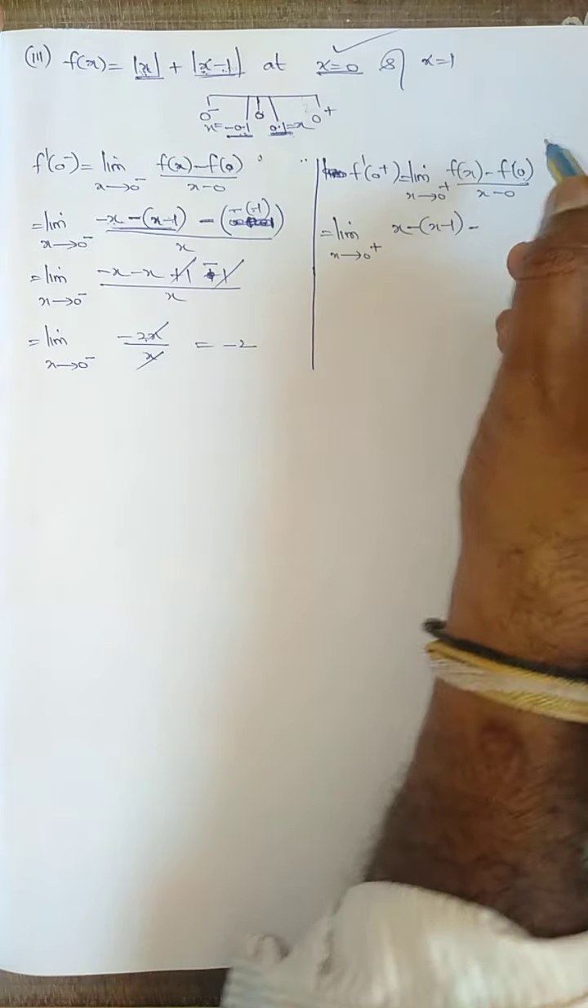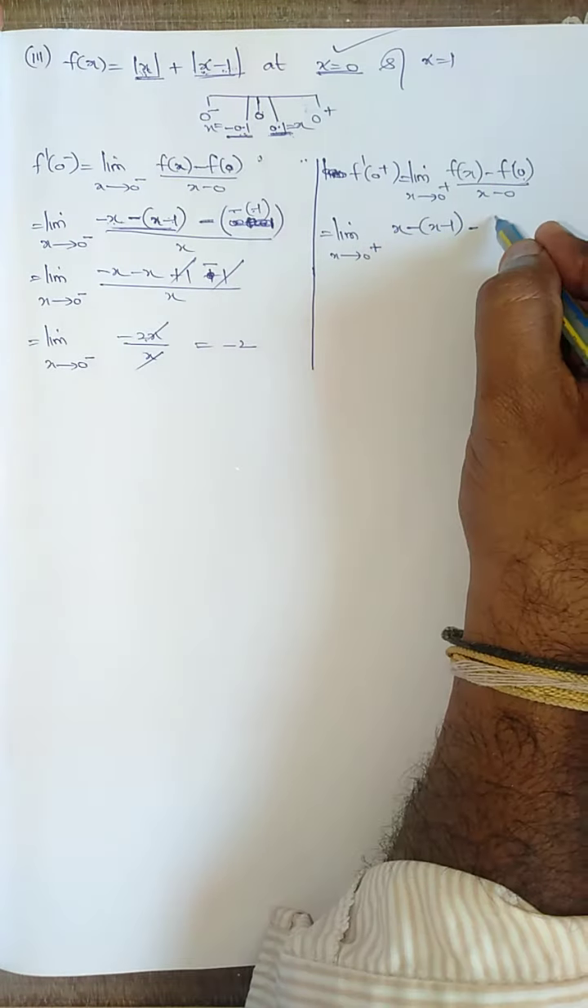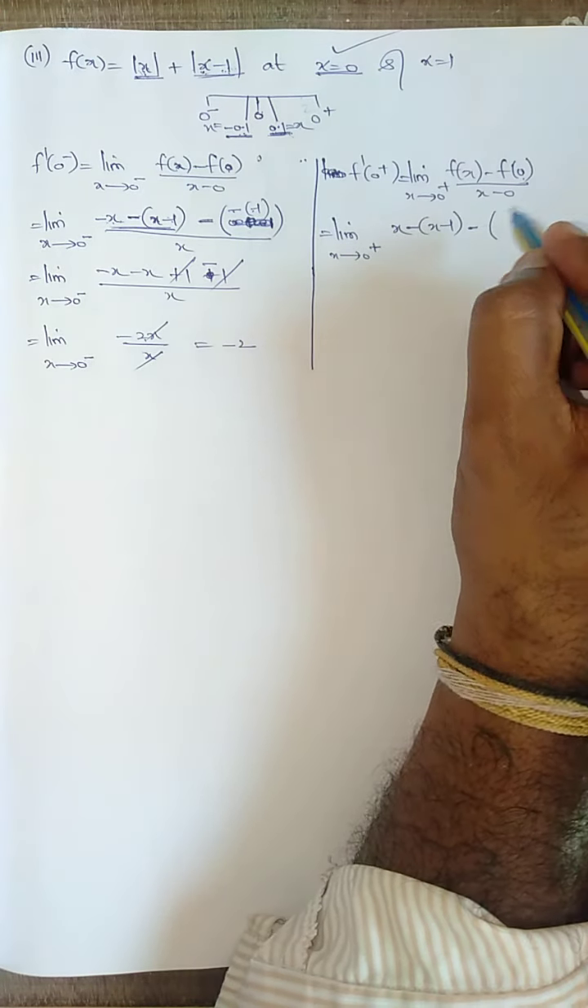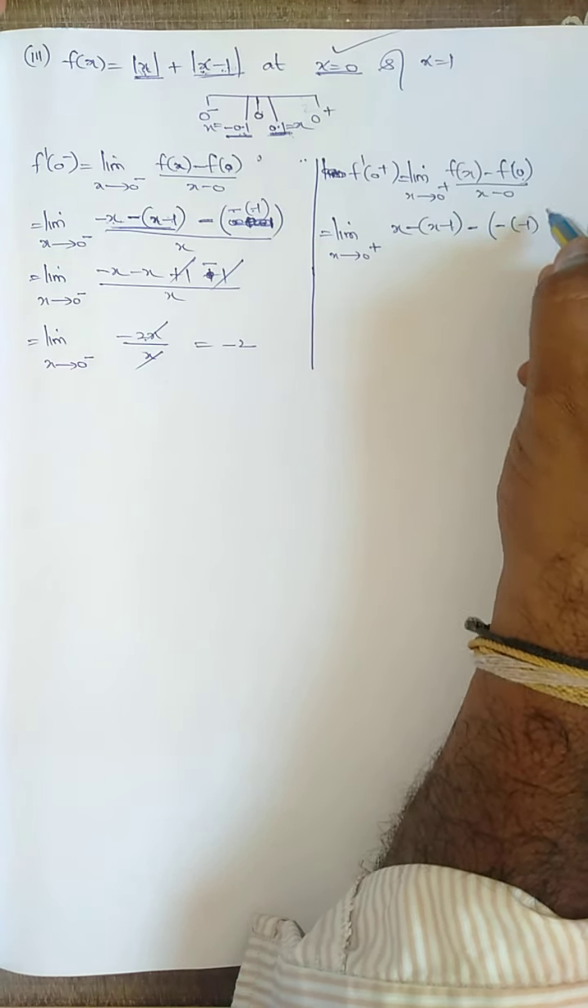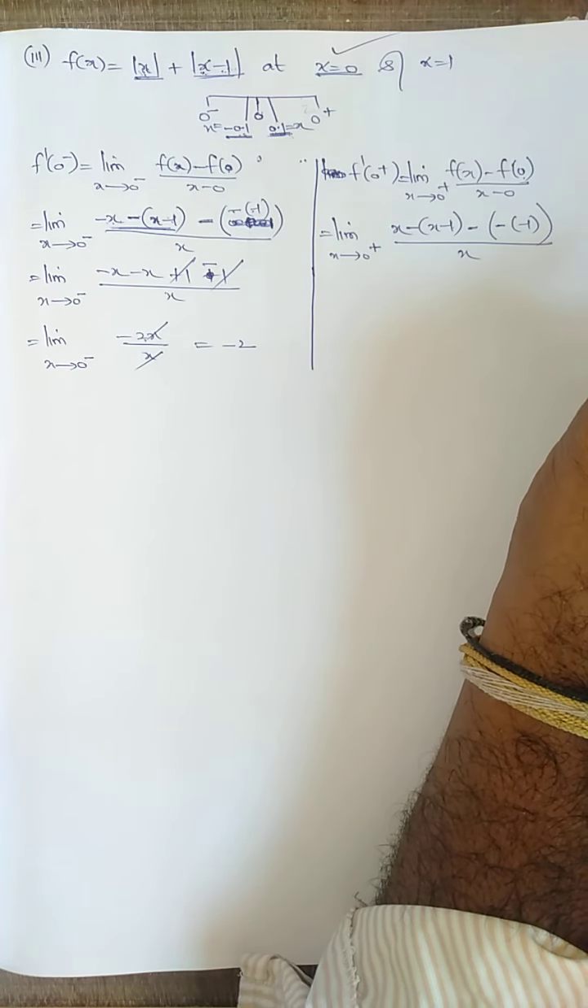Minus f of 0. This 0 you should not apply here. This is f of, apply here. Apply here means open the bracket, you need to put 0. Leave it as it is. Minus 0 minus 1, 0 minus 1 is minus 1, divided by, close the bracket, x minus 0 is x. x minus 0 is nothing but x.